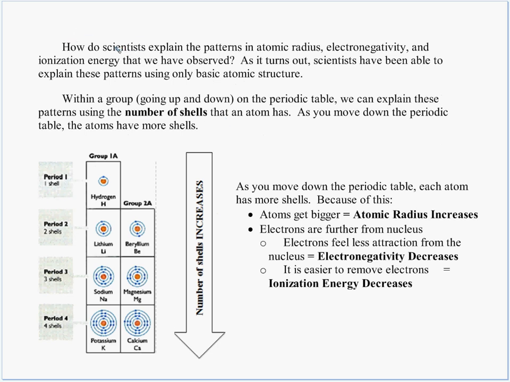Reading. How do scientists, that's you guys, explain the patterns in atomic radius, electronegativity, and ionization energy that we have observed? I bet it has something to do with the atom. As it turns out, scientists have been able to explain these patterns using only basic atomic structure. So I'm thinking, protons, neutrons, electrons, nucleus, stuff like that. Within a group, so yeah, it's up and down. Up and down is a group. On the periodic table, these are also called families, right? Groups or family.